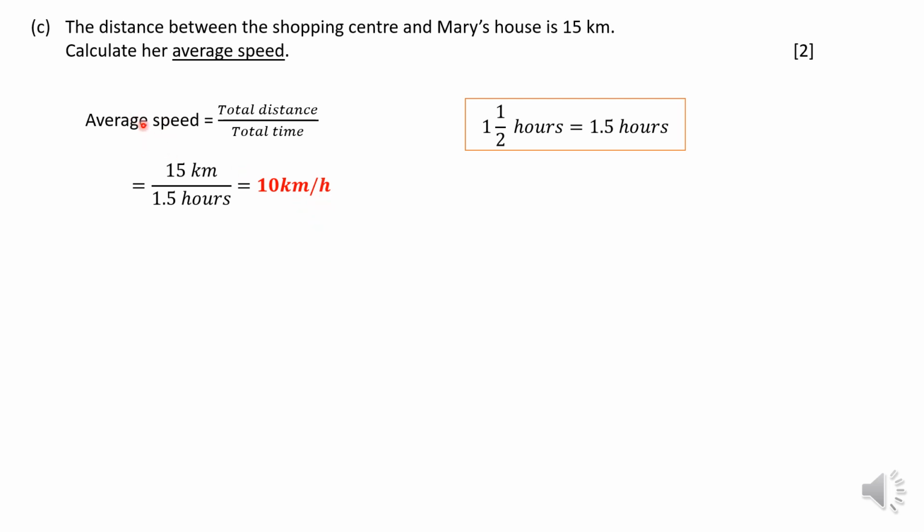So the difference between speed and average speed is that average speed takes into account the total distance, whether she stopped or not, divided by the total time that she was en route to the shopping center.